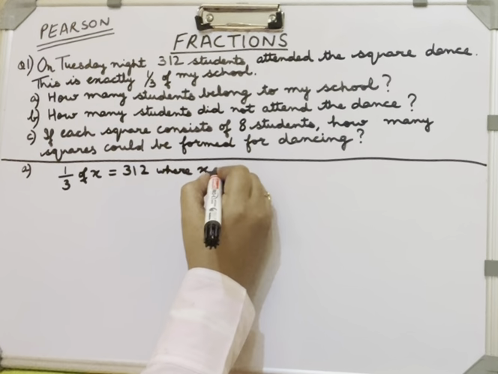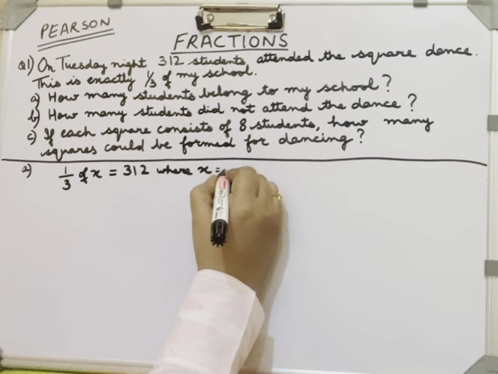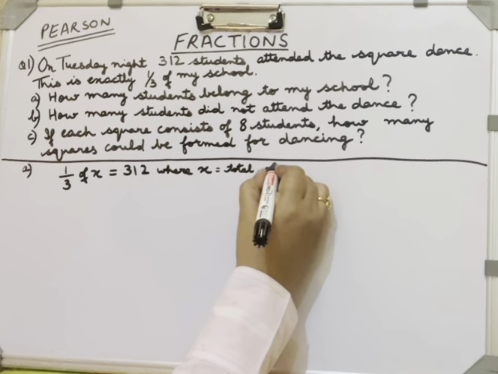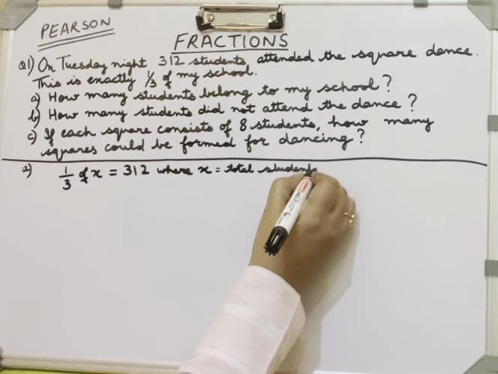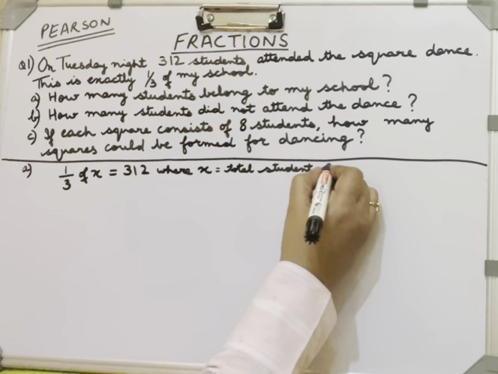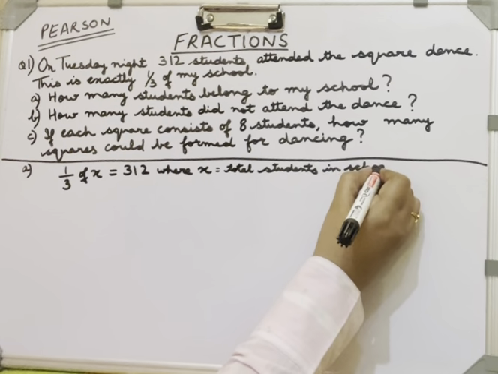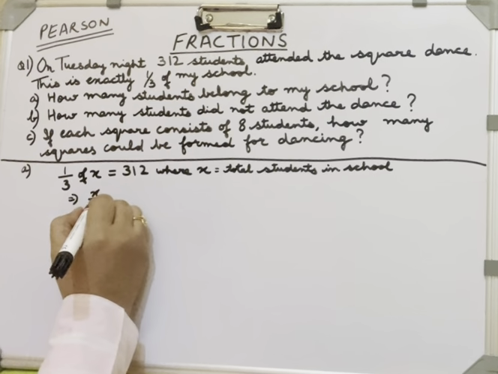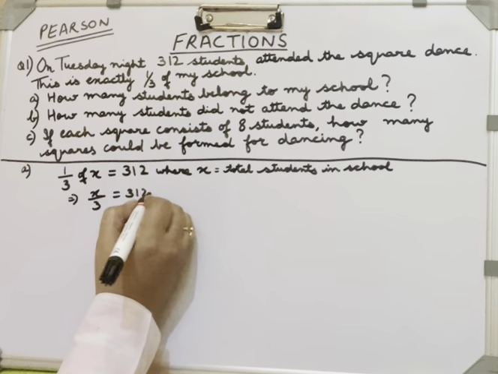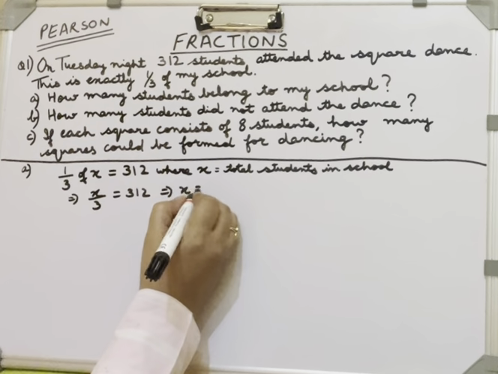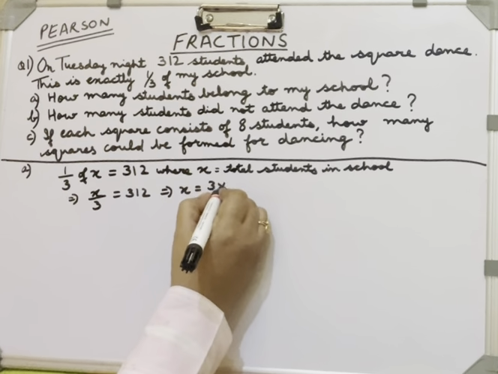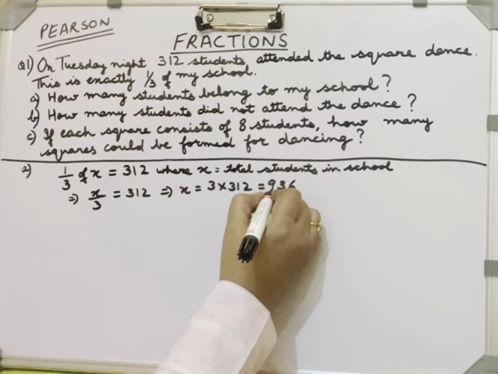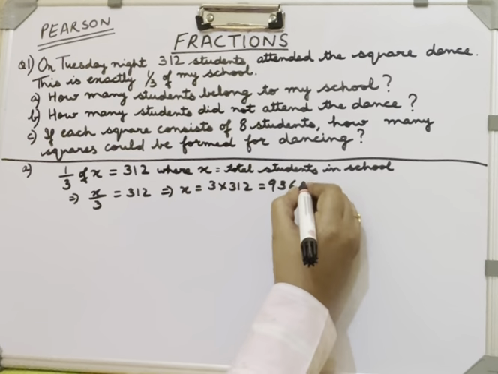X is equal to total students in school. So this follows X by 3 is equal to 312. So this follows X is equal to 3 into 312, which is 936 students.